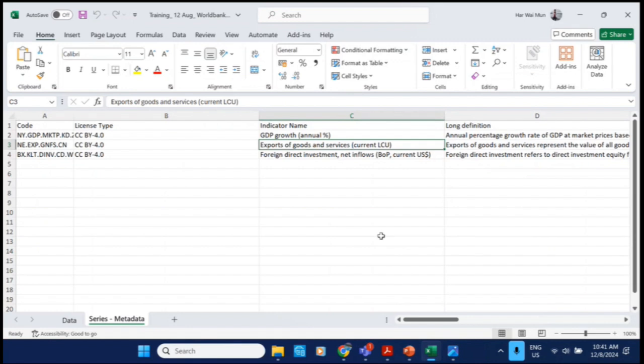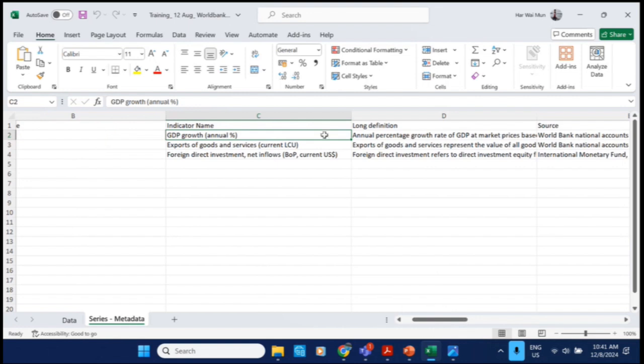FDI. So is FDI inflow or outflow? What do you mean by FDI? In terms of currency, in terms of what? GDP in terms of domestic currency or foreign currency? They'll ask you in very much detail. This is very important, so the long definition.